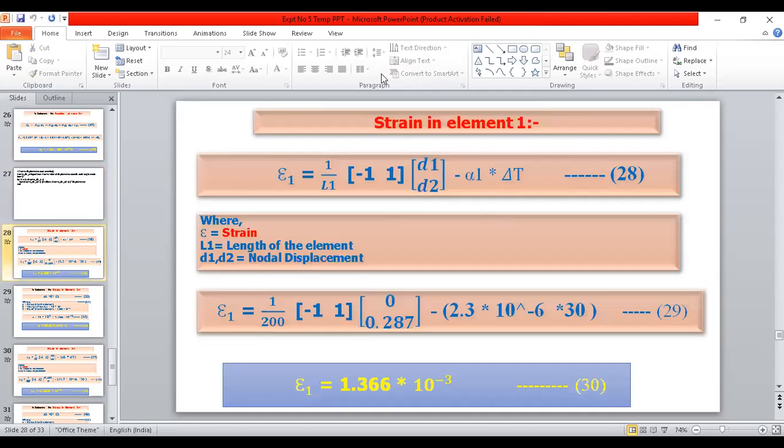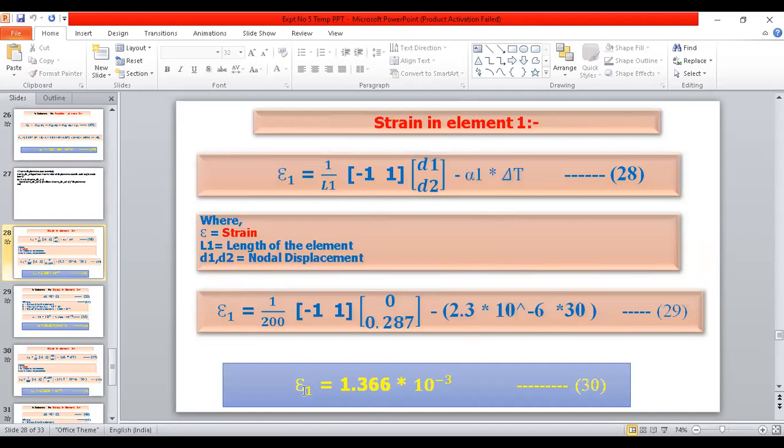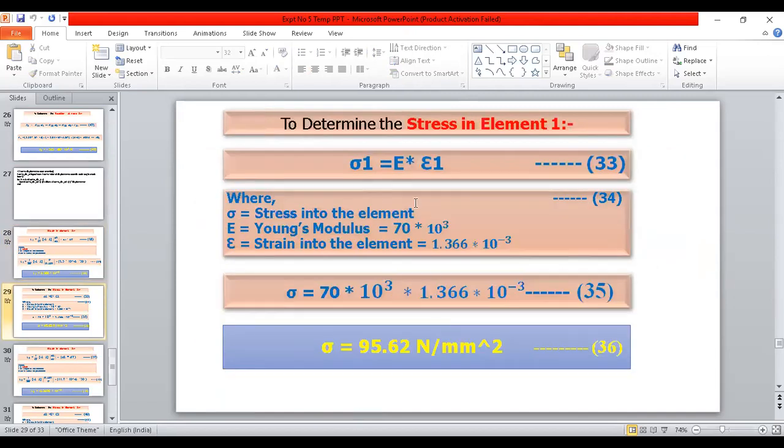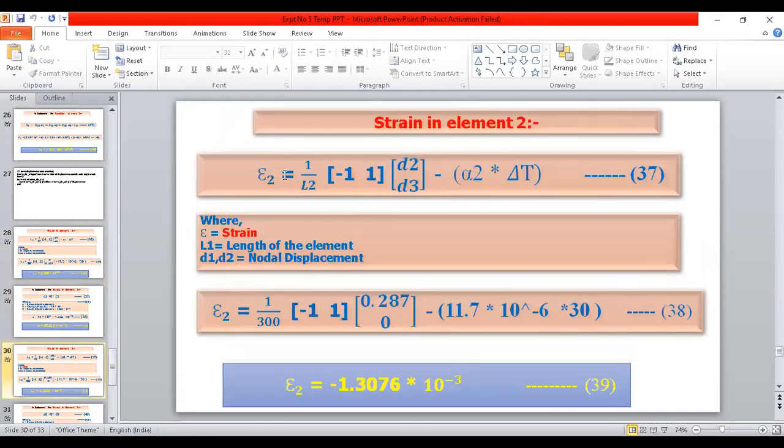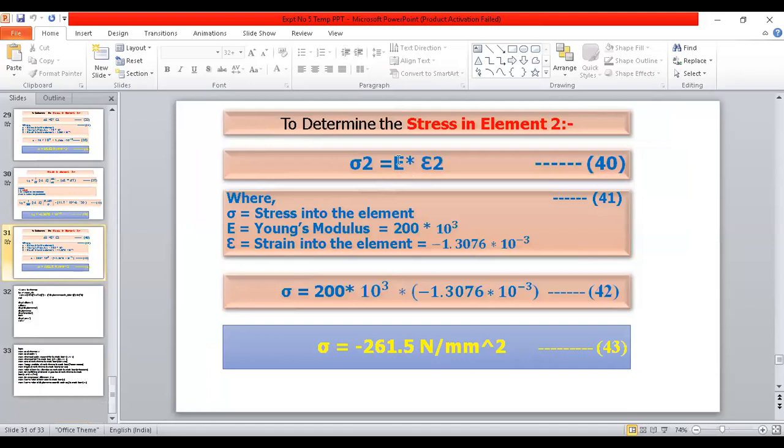Then strain: 1 upon L1 times minus 1, 1 for element 1, displacement D1 D2, minus temperature variation alpha 1 into delta T. Okay. After solving, we'll get epsilon 1 and multiplication of E will get stress in element 1. Okay, that is 95.62. Similarly, strain 2, just put respective value and multiply by E of that element, will get stress in element 2, minus 621.5.